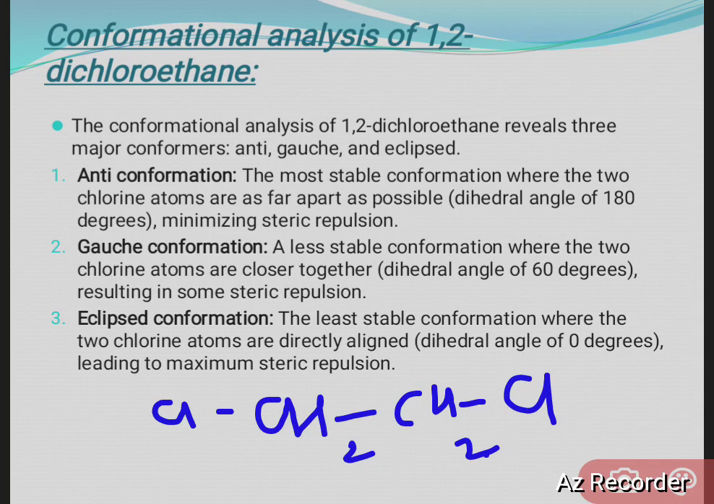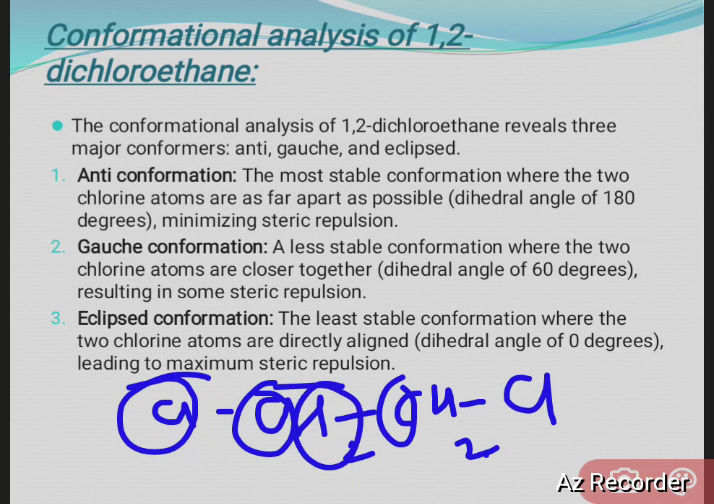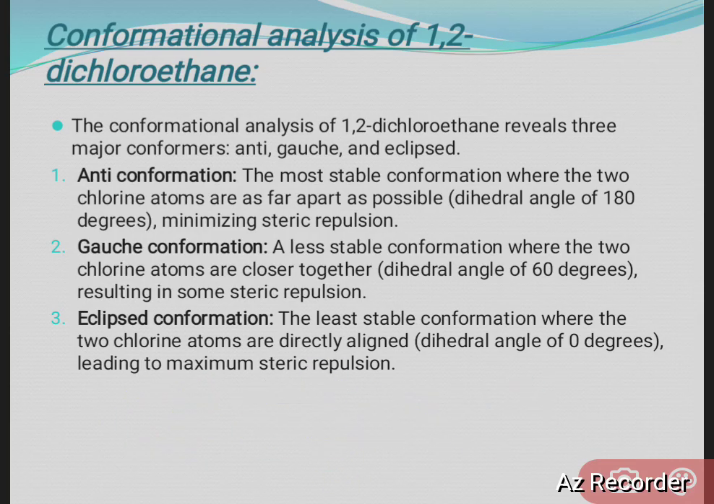Here what happens? There are different groups attached to the carbon atoms, right? One is chlorine and the other two are hydrogens. Hence, here we are getting one eclipsed conformation, and in case of staggered we will have 2 conformations, that is the gauche conformation and anti-conformation. When are we going to get these conformations?